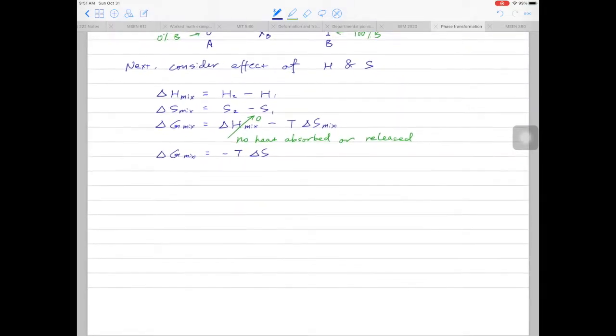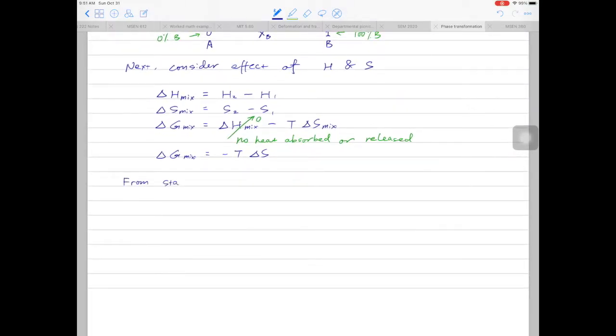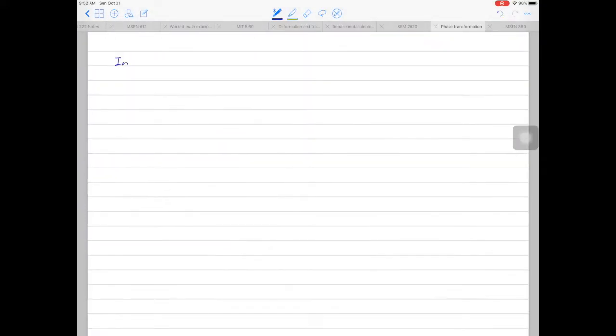Before proceeding further, let's have a closer look at entropy S. From statistical thermodynamics, we learned S is equal to k log omega. k is the Boltzmann's constant. Omega is a measurement of randomness. In solid solution, omega measures how many ways or configurations you can arrange the atoms.